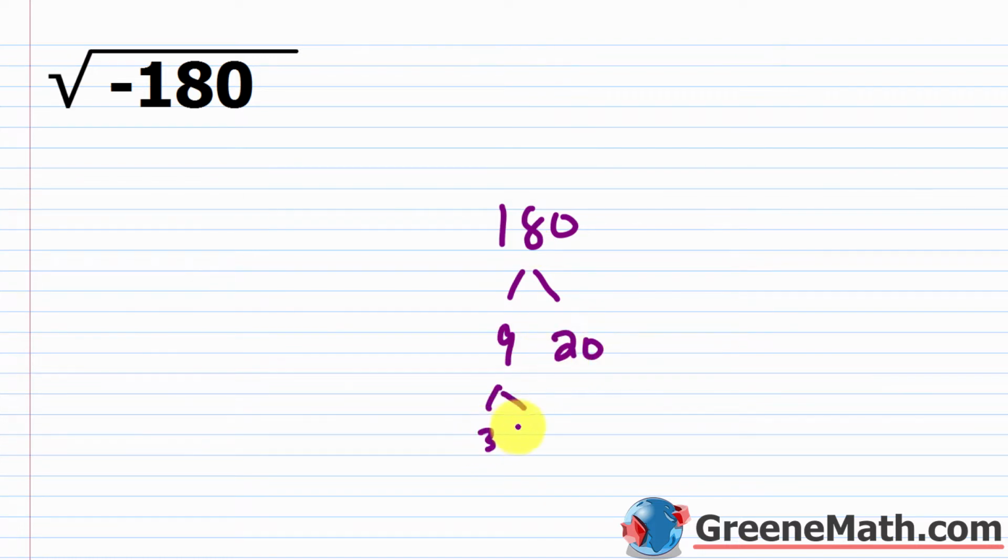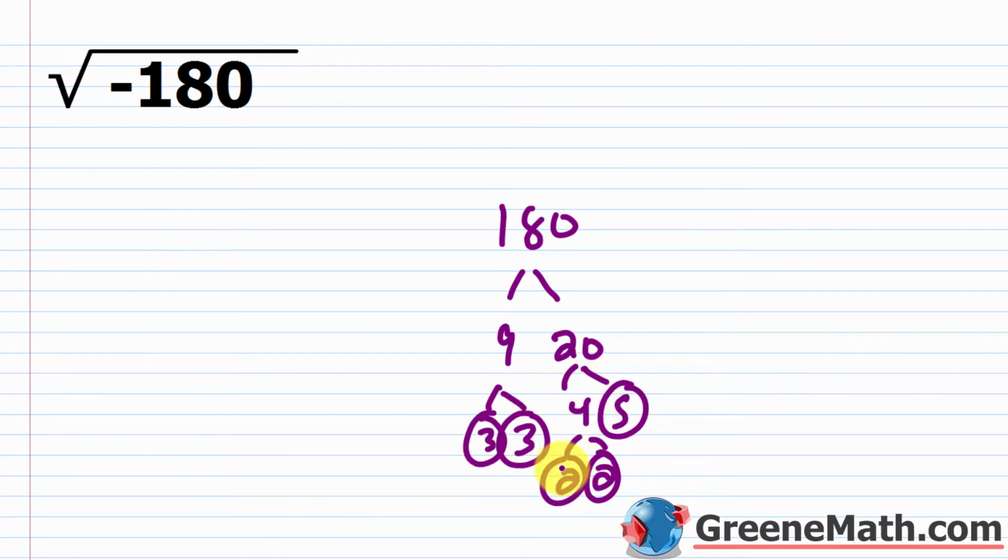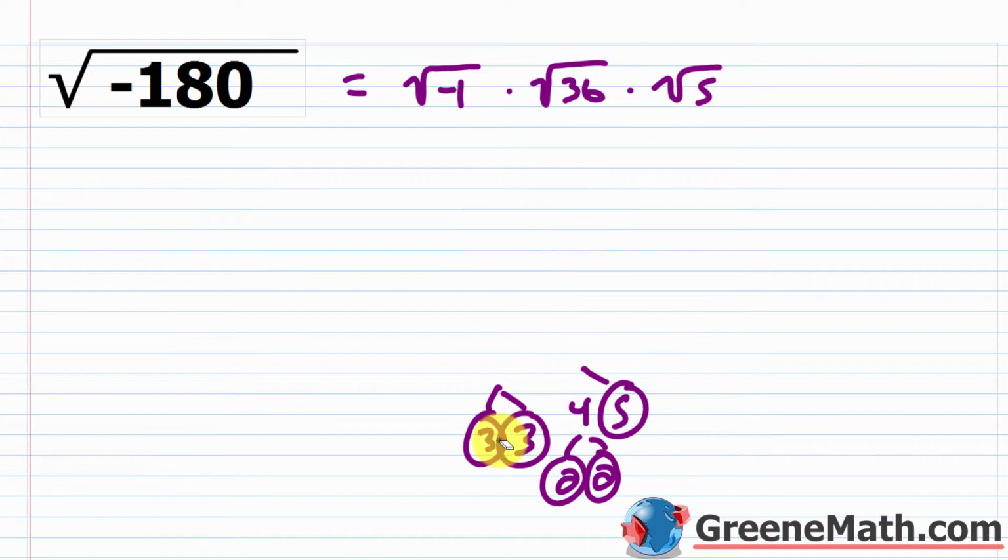So 9 is 3 times 3, those are prime. 20 is 4 times 5, and 4 is 2 times 2. Since 9 is a perfect square and so is 4, multiply those together and you have 36. So you'd want to write this as the square root of -1 times the square root of 36 times the square root of 5. That's going to allow you to simplify.